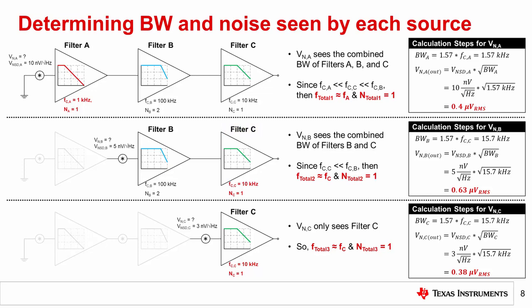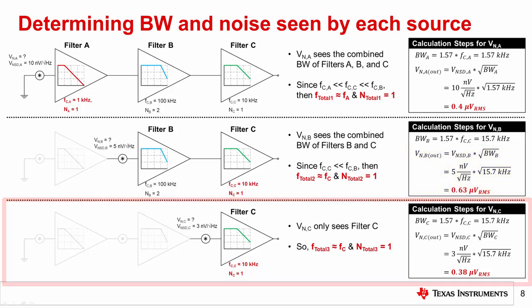Also similar to the analysis for noise source A, noise source B has one filter that dominates the combined frequency response, though this time it is filter C. Since filter B's cutoff frequency is an order of magnitude greater than filter C's, you can approximate the frequency response seen by noise source B as just filter C, a first-order low-pass filter with a cutoff frequency of 10 kHz. Applying the same bandwidth approximation for a first-order low-pass filter used for noise source A, the bandwidth seen by noise source B is 15.7 kHz. This results in an RMS noise voltage of 0.63 microvolts.